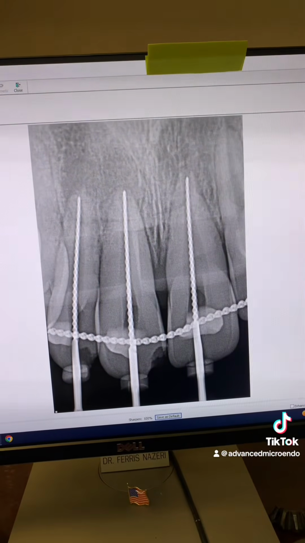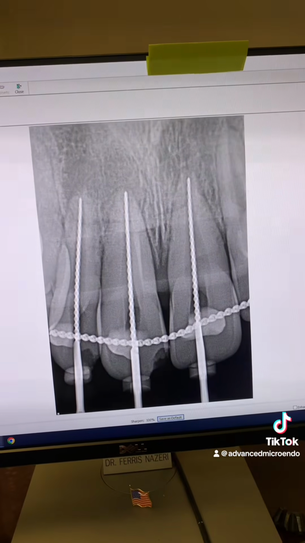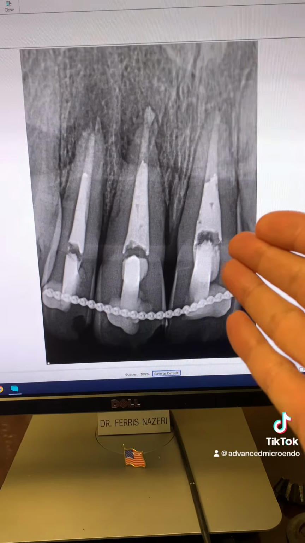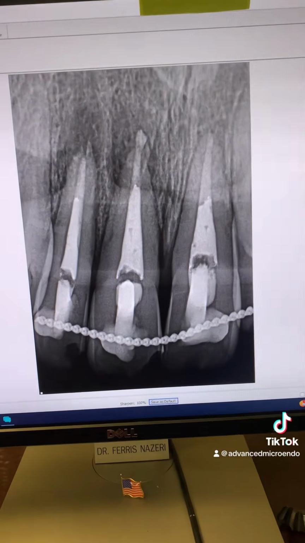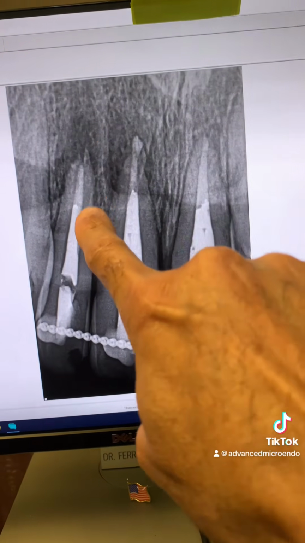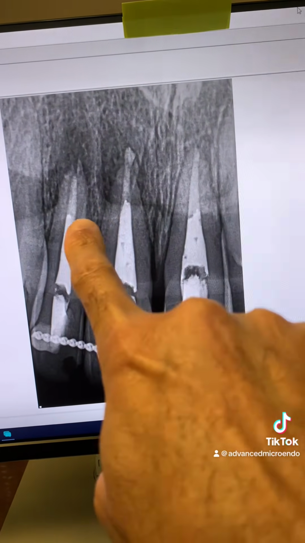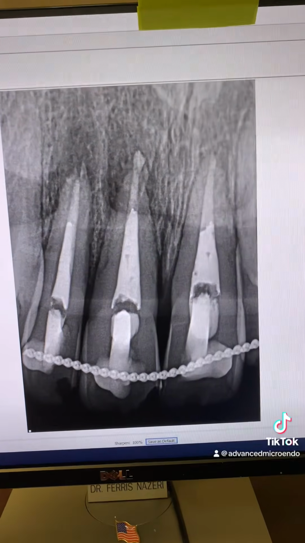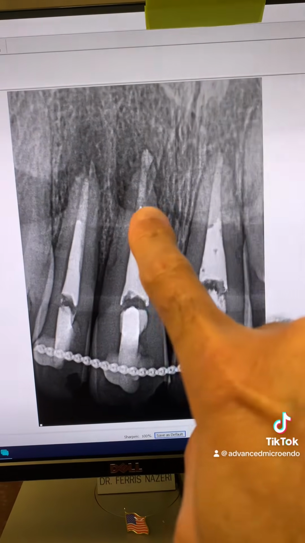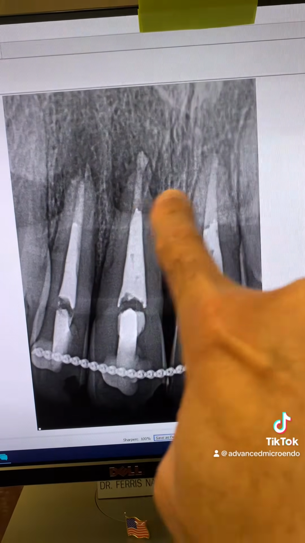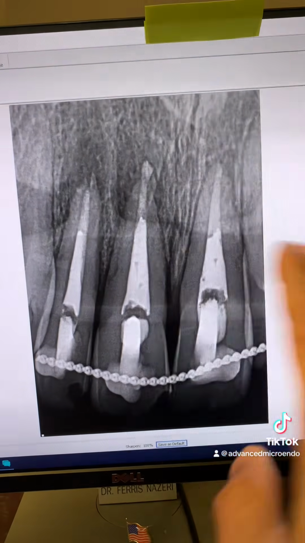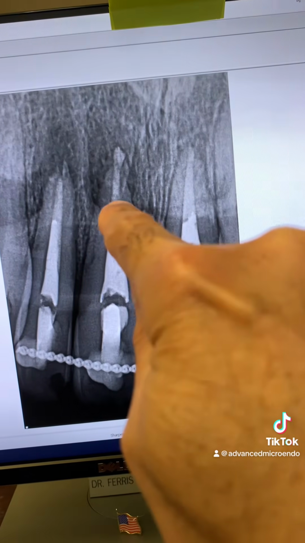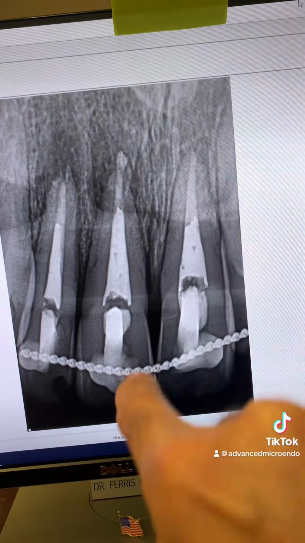Okay, so we knew ahead of time that we needed to do apexification, and we of course use white MTA. And here is the post-op. As you can see, everything went beautifully. Again, the apical diameters were large. I believe the apical diameter of tooth number 7 was 60, and these were, I believe, 60 and 65. So I placed an MTA plug, that's an MTA plug. We used white MTA here, white MTA here.